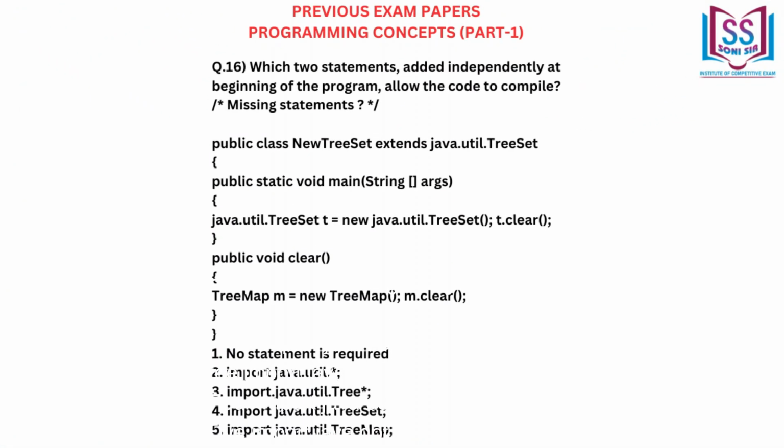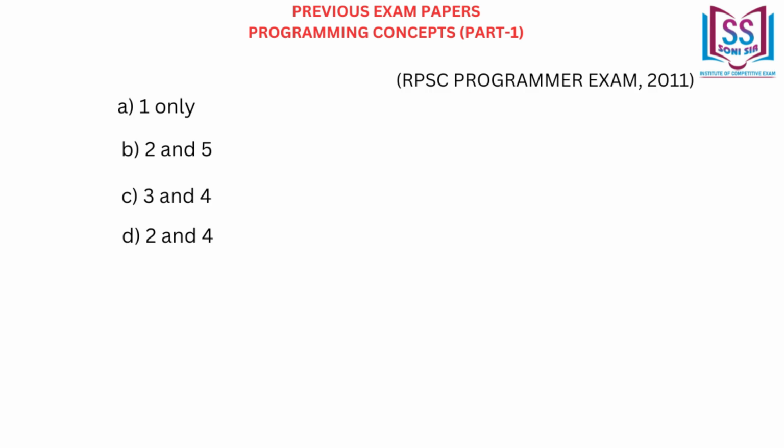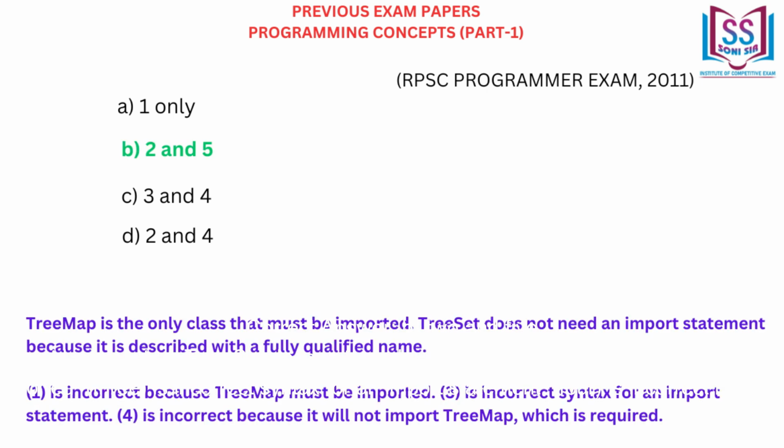Which two statements, added independently at the beginning of the program, allow the code to compile? 1. No statement is required. 2. Import java.util. 3. Import java.util.Tree*. 4. Import java.util.TreeSet. 5. Import java.util.TreeMap. A: 1 only. B: 2 and 5. C: 3 and 4. D: 2 and 4. Correct answer B, 2 and 5.